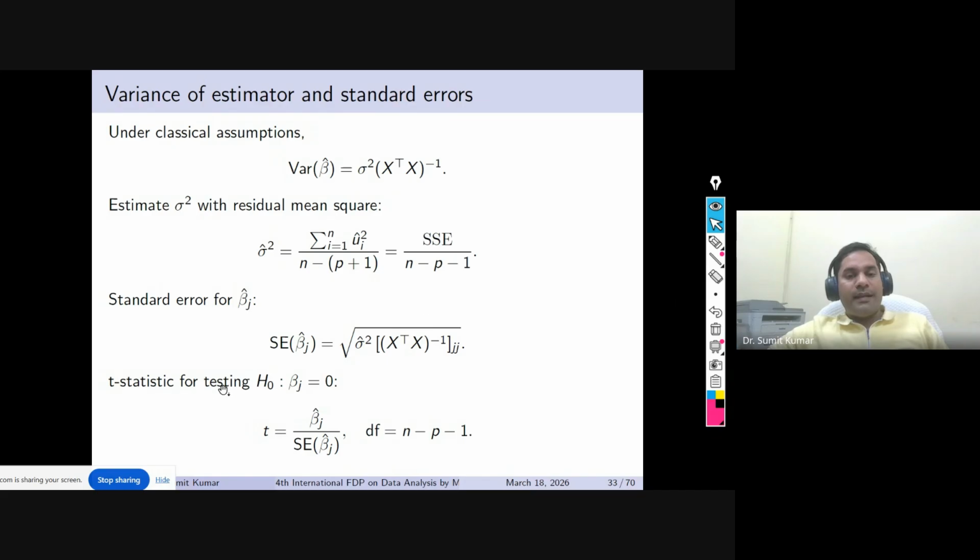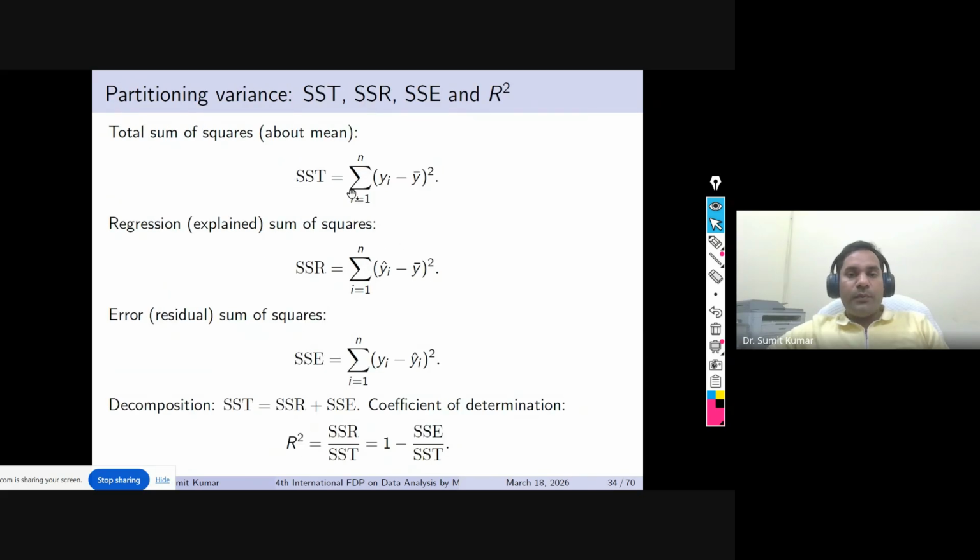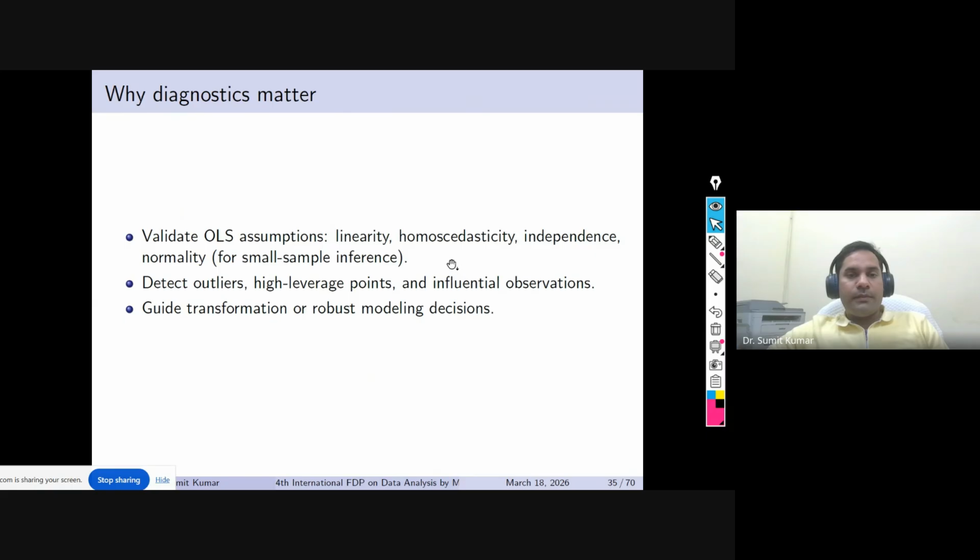If you have to test the statistics for any parameter, beta naught and beta 1, you can follow the t statistic. Whatever value you are getting there, whether it is related to the study or not, you can apply the t test here. For that also the degrees of freedom will be n minus 2. These are the sum of squares formulas that were already discussed.